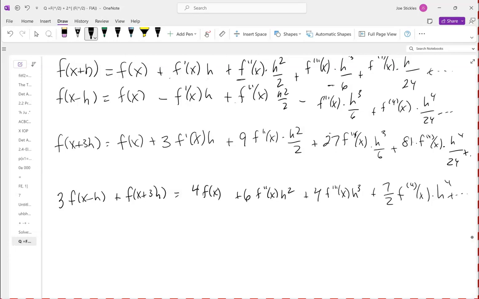Do we know why we did it? That's more important. I wanted an approximation for the second derivative only involving the original function, right? So I wanted the derivative to go away. I wanted the first derivative to go away.